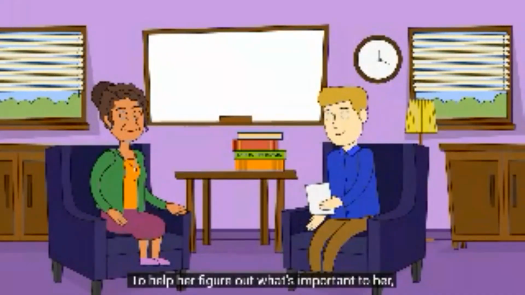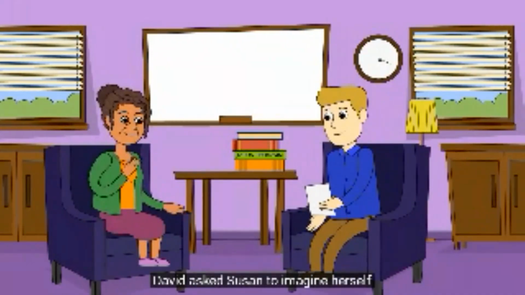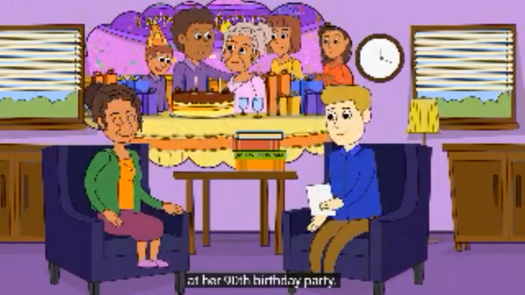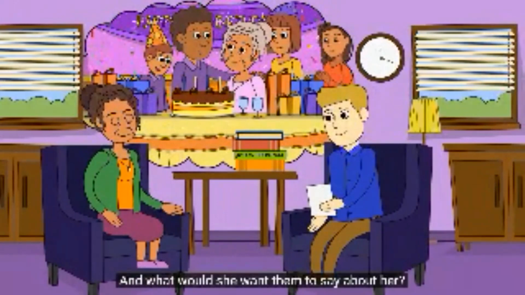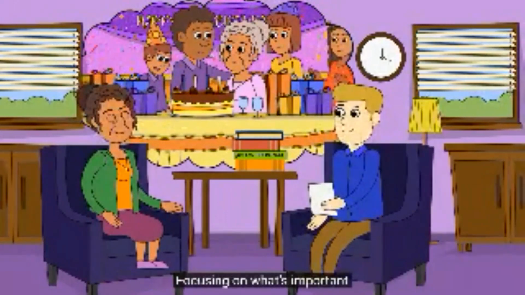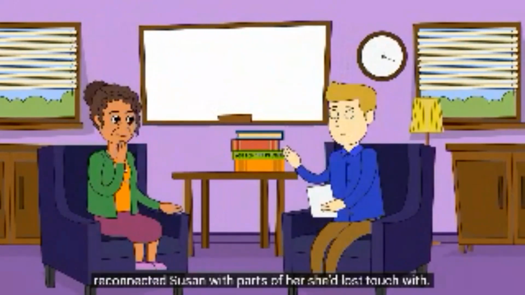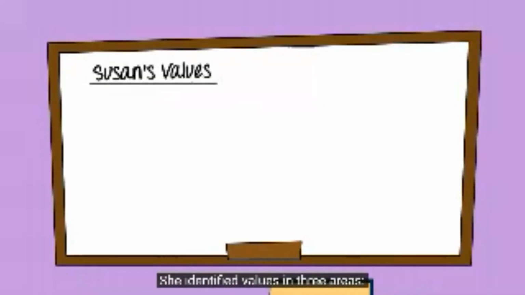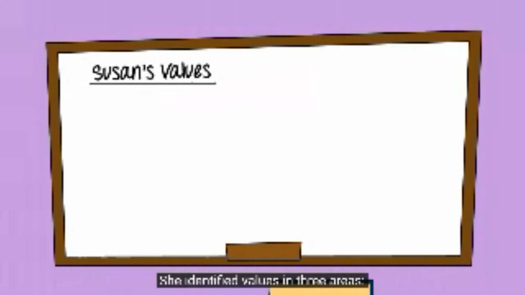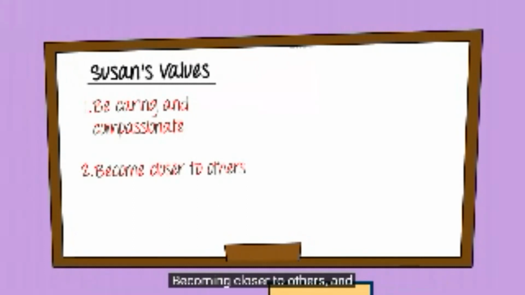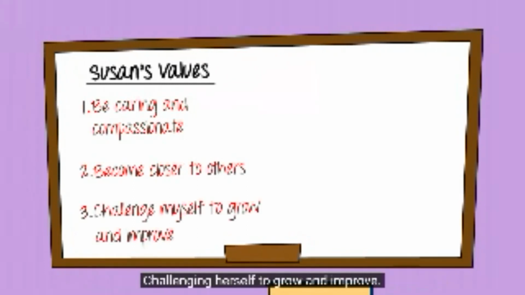To help her figure out what's important to her, David asked Susan to imagine herself at her 90th birthday party. Who's there, and what would she want them to say about her? Focusing on what's important reconnected Susan with parts of her she'd lost touch with. She identified values in 3 areas: being caring and compassionate, becoming closer to others, and challenging herself to grow and improve.